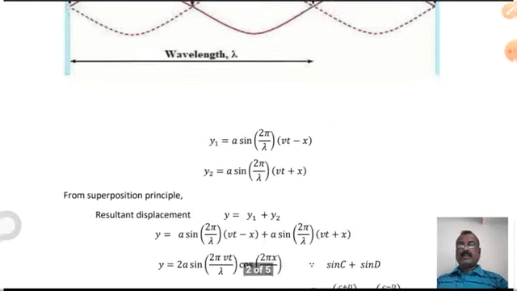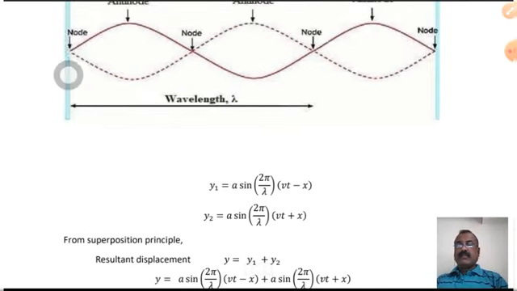Next, let us consider this wave. This wave is moving along x direction. Since it is moving along positive x direction, the expression for the wave may be like this: y1 is equal to a sin 2 pi by lambda (Vt minus x) is the expression for the wave which is moving along positive x direction, with y1 the displacement of the first wave.